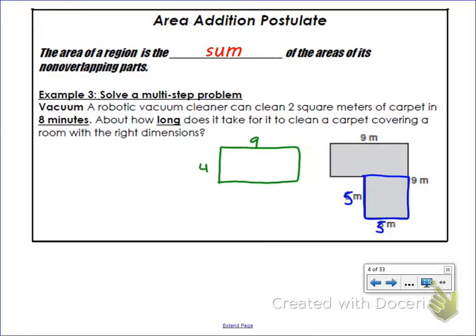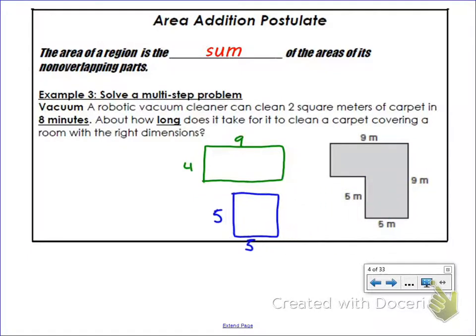So to clean this up a little bit for you, here's a rectangle that's 4 by 9. Here's a square that's 5 by 5. And we're going to individually find the area of each one of these shapes. Now we know a rectangle, the formula is base times height. So 4 times 9 is going to give me 36 square meters as the area of the green rectangle. The blue square we know is going to be side squared, so 5 times 5, which is going to be 25 meters squared, is the area of the blue square.